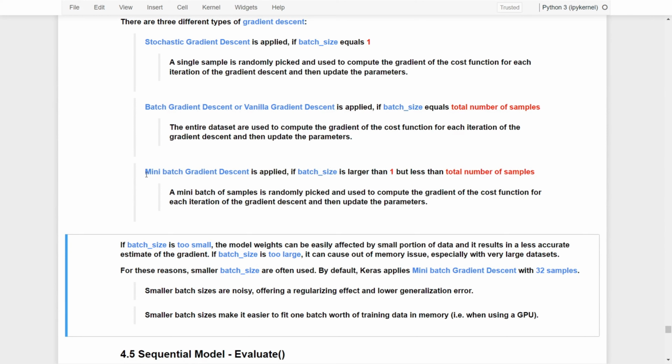For these reasons, mini-batch gradient descent is the preferred method. So smaller batch sizes are often used instead of 1 or the total number of samples. By default, Keras applies mini-batch gradient descent with 32 samples.